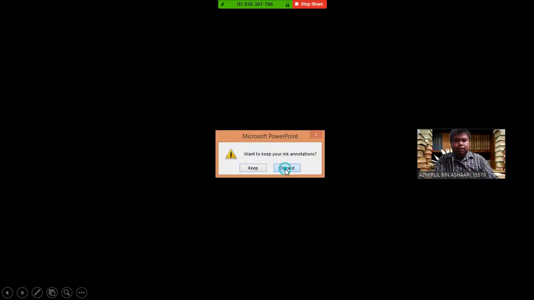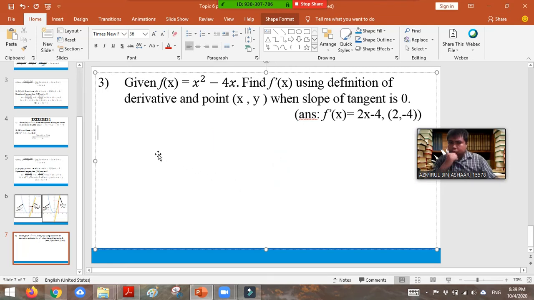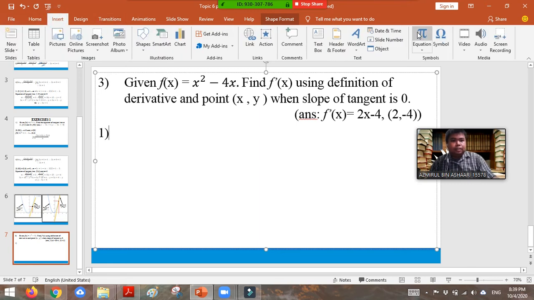You can find it using this one, but I want to show you how to find it using the definition of derivative. Okay, the first step is you need to find f(x plus h).